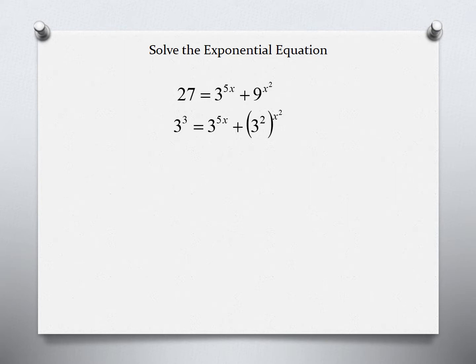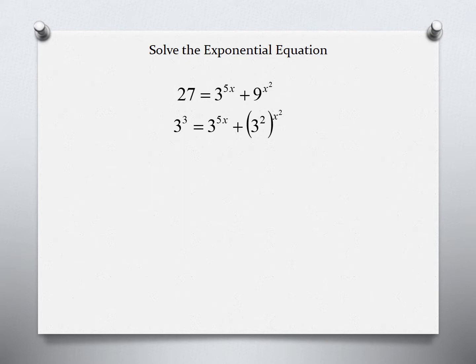And so 27 in terms of base 3 is going to be 3 raised to the third power. We already have 3 raised to the 5x. That's already in base 3, or has a base of 3. And then also our 9 can be written as 3 squared. So that's in terms of base 3 as well.